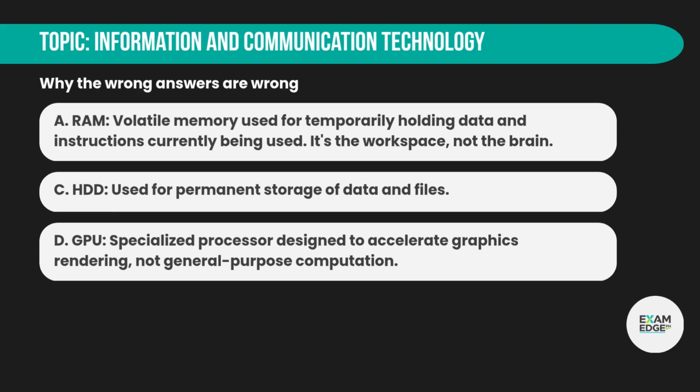A. RAM, volatile memory used for temporarily holding data and instructions currently being used. It's the workspace, not the brain. C. HDD, used for permanent storage of data and files. D. GPU, specialized processor designed to accelerate graphics rendering, not general-purpose computation.